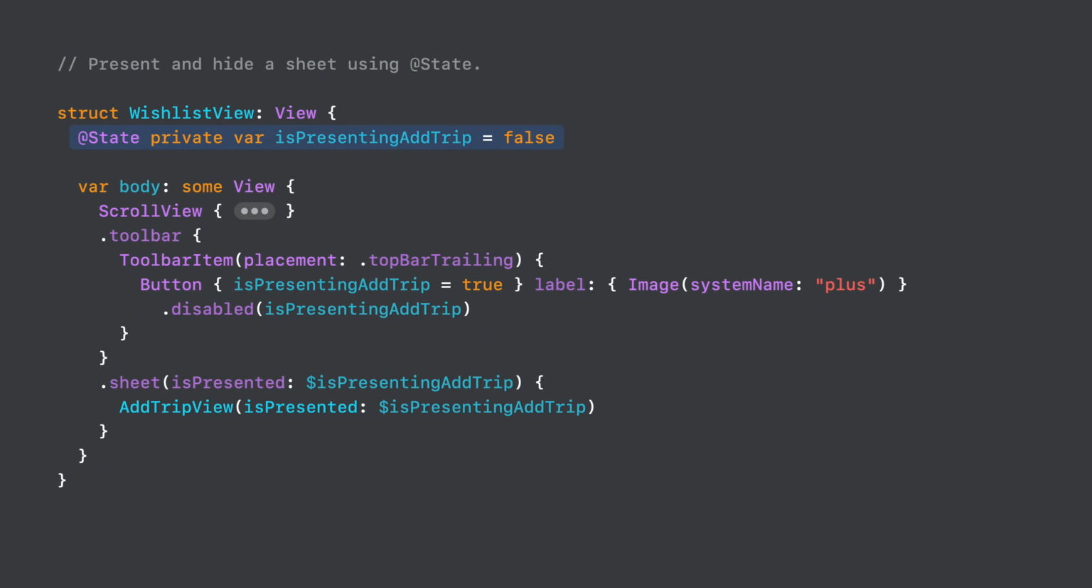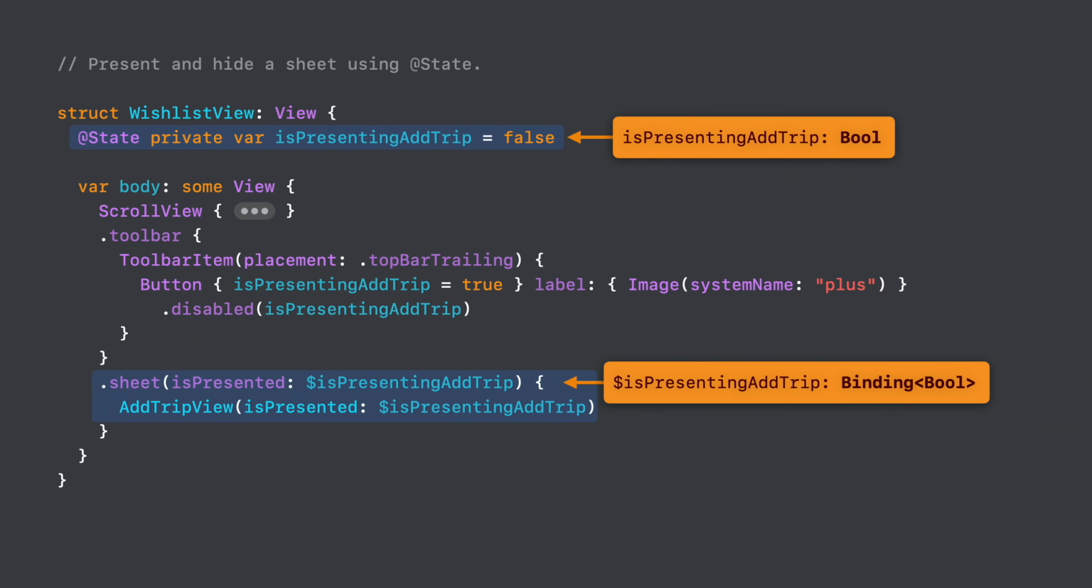Okay, so this internal storage explains how this @State property asks SwiftUI to track a Boolean for the lifetime of this view in the interface. But @State isn't just useful within a single view declaration. It can also be shared with other views using something called a binding. This $ in my sheet modifier allows me to access a binding to this isPresentingAddTrip state.